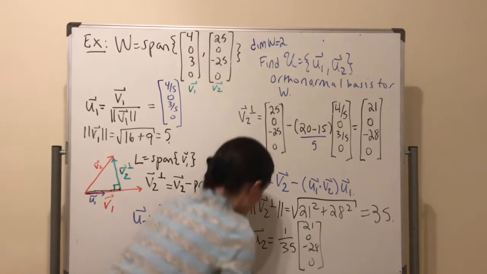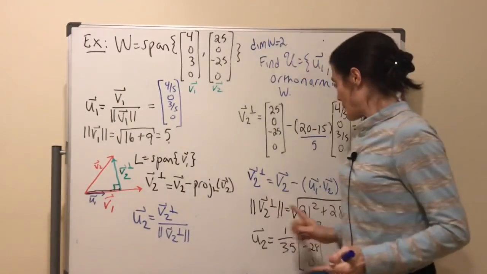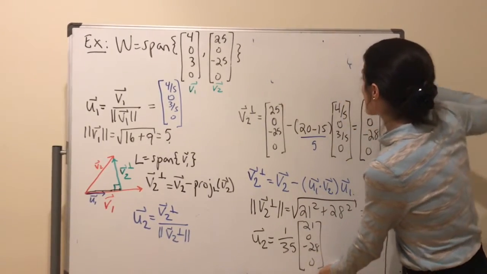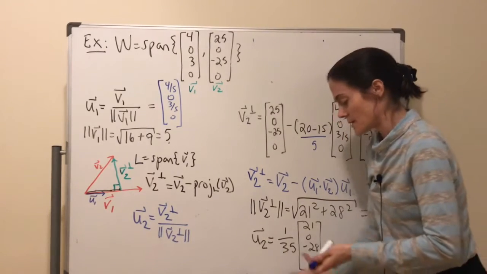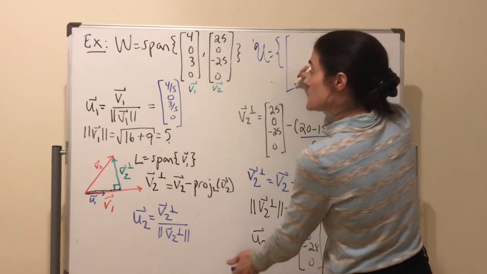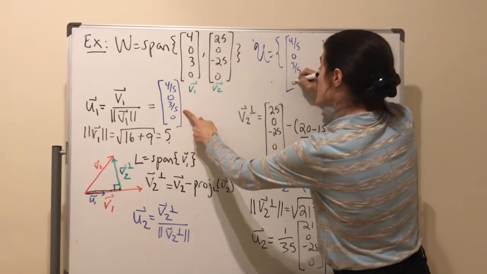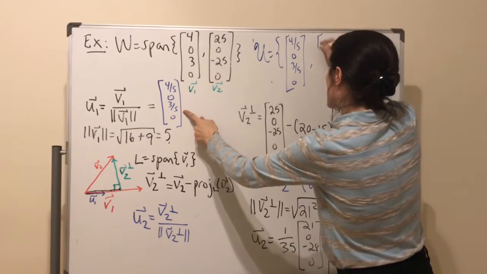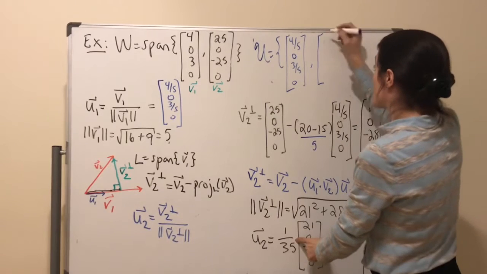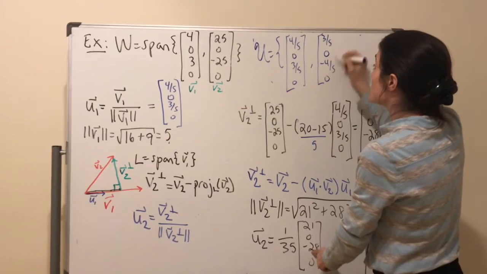But when I go to write my basis, which is what I'm going to do now, my basis U, I will bring this 1 over 35 inside. We have all the work. We have U1, we have U2. Now I'll just write this basis we're looking for, U. It is here, (4/5, 0, 3/5, 0). And then when I simplify this vector, this is 7 times 3. I get (3/5, 0, -4/5, 0).